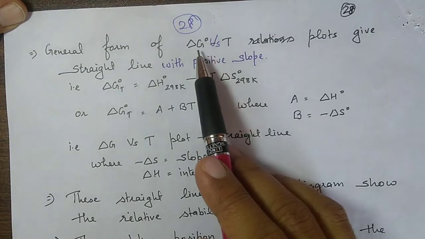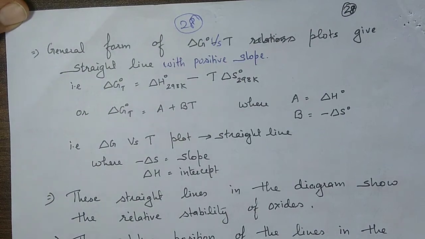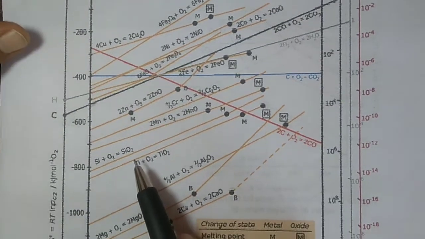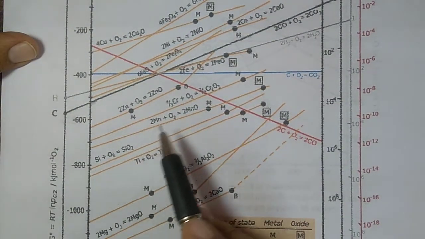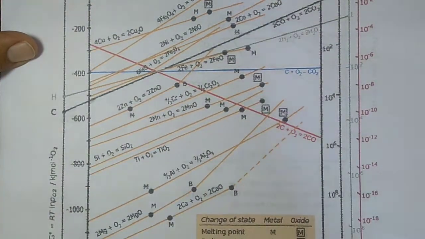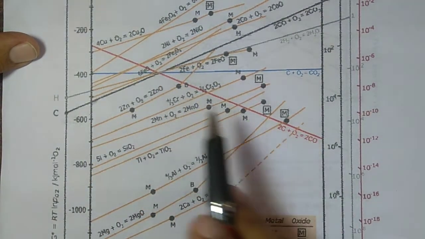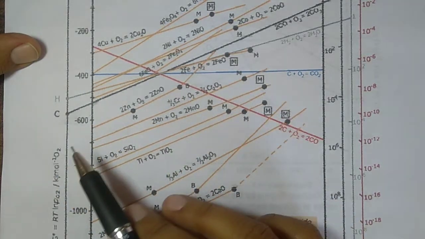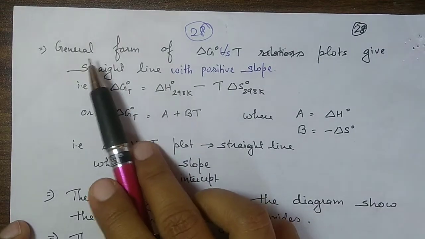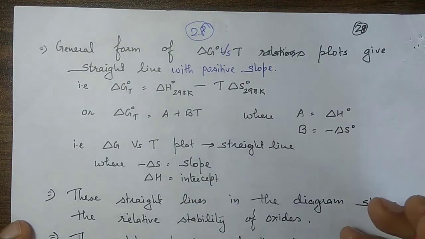The general form of the del G versus T plot gives a straight line with positive slope. You can see that all these lines in this diagram are straight lines with positive slope. Slope is positive, it means towards the upward direction, except these two lines, this red line and blue line. All other lines have positive slope. That is the general form of the del G versus T plot.